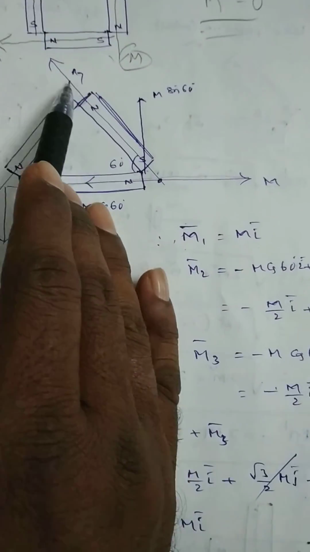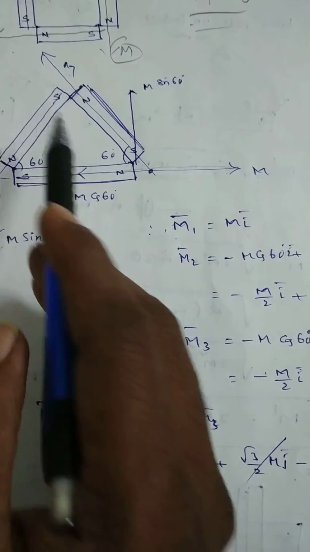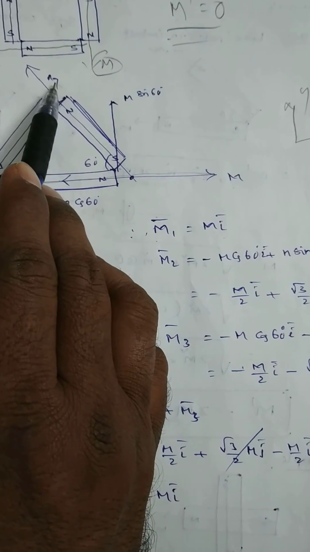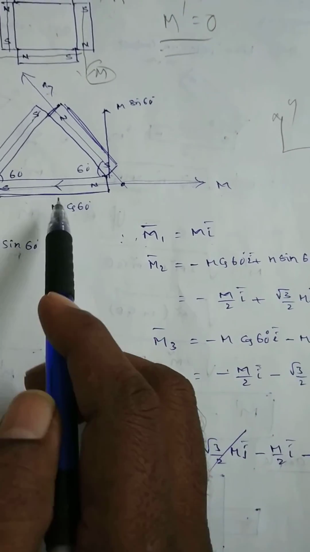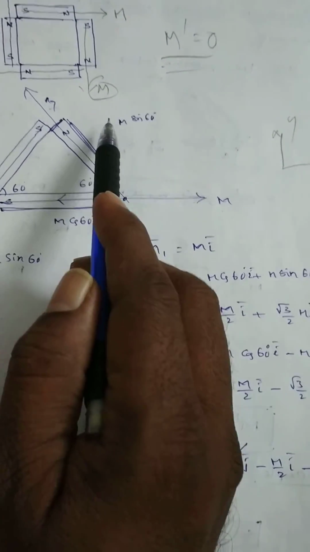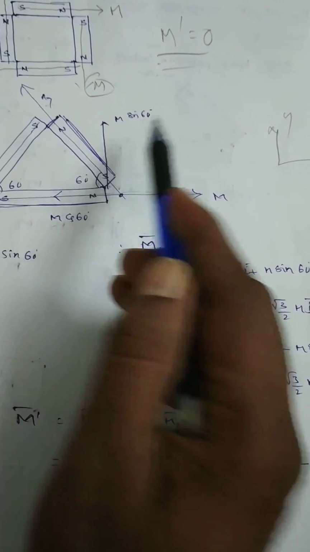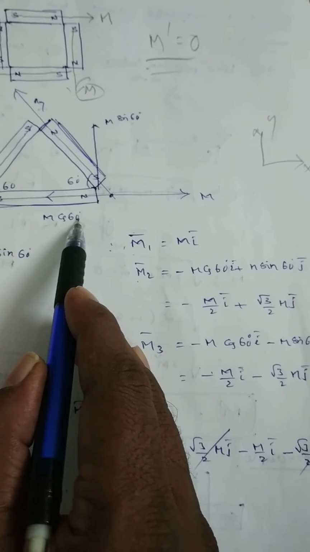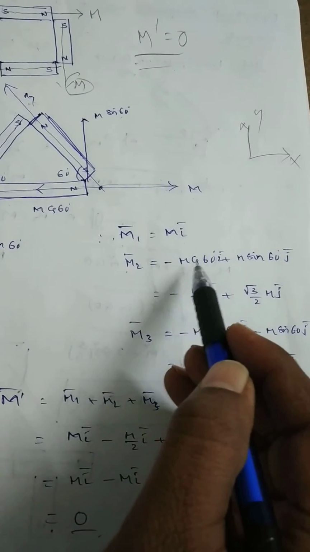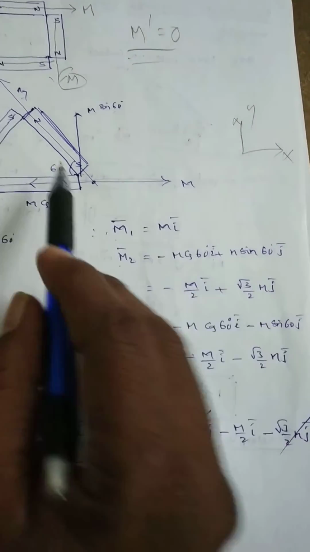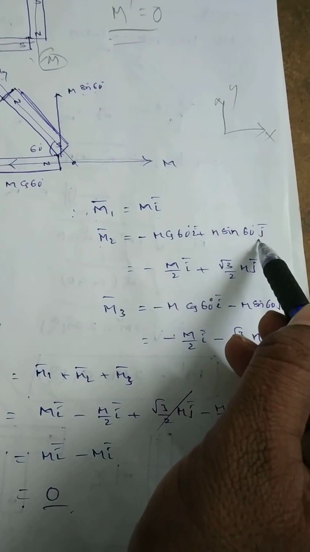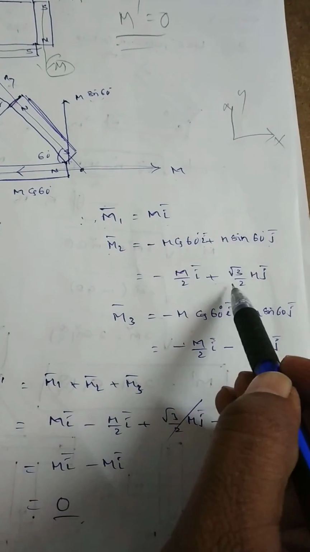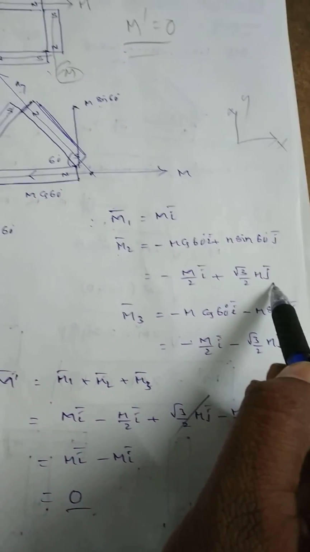M2, it is lying in a plane. M2 is also M. This makes an angle of 60 degrees with the x-axis. That's why M is resolved into two perpendicular components. Along this direction M cos 60, along this direction M sin 60. So M2 bar is equal to minus M cos 60 because it is along the negative x-axis, minus M cos 60 i bar plus M sin 60 j bar. That is minus M by 2 i bar plus root 3 by 2 M j bar.